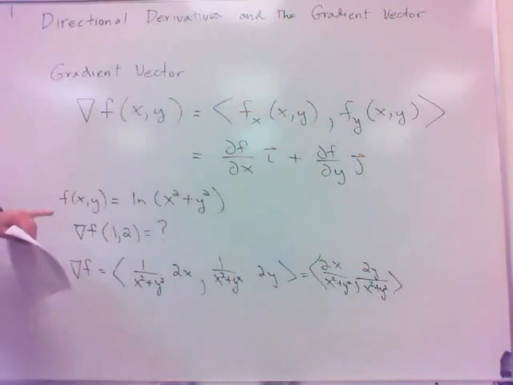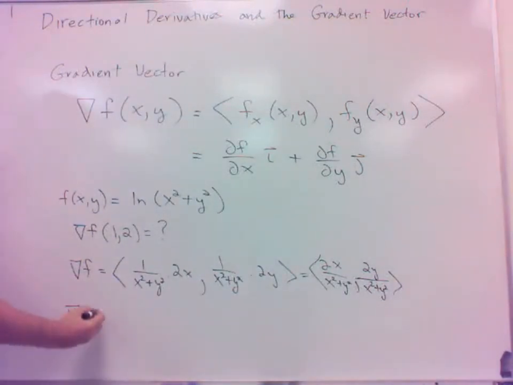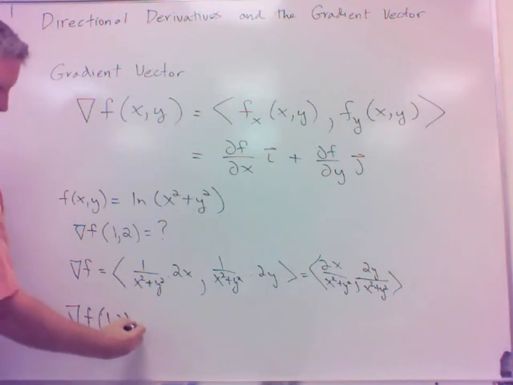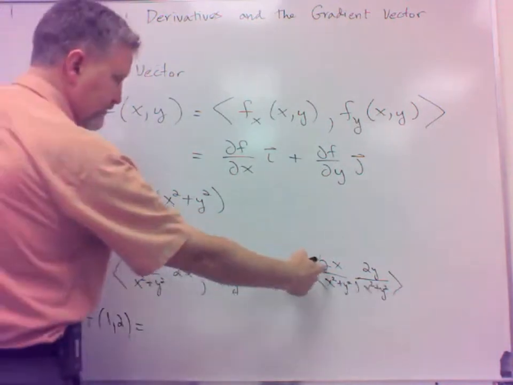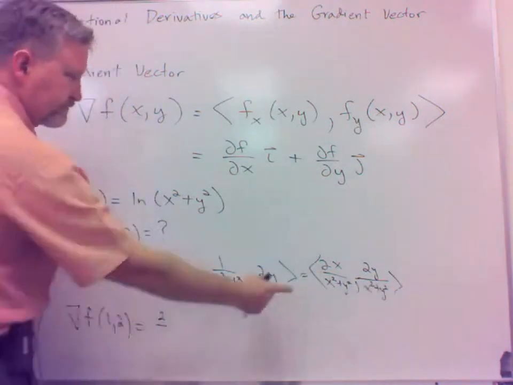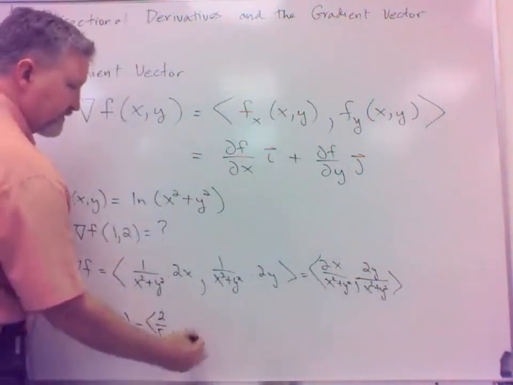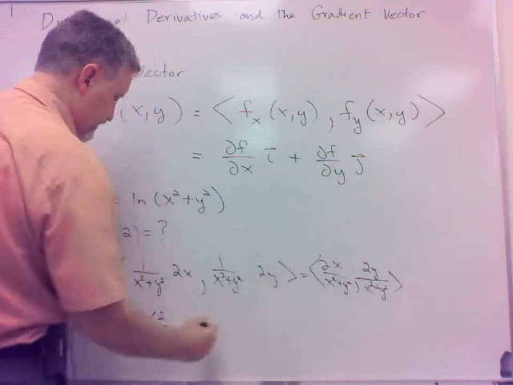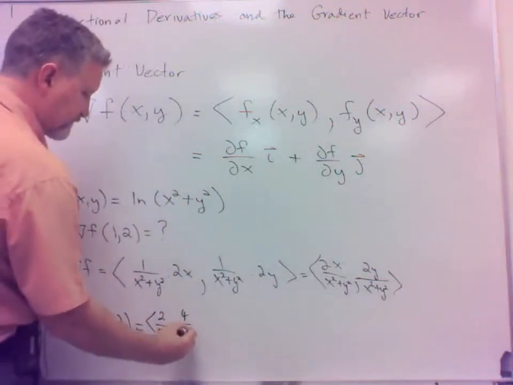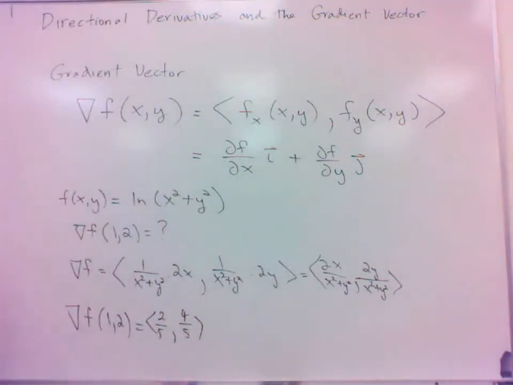And so the specific vector they want here is at 1, 2. So that would just be, just substitute in. So it'd be 2 over 1 squared plus 2 squared, so it'd be 2/5, comma, 2 times the y, so that'd be 4/5. Okay? And so that's our so-called gradient vector at 1, 2 for this particular function.